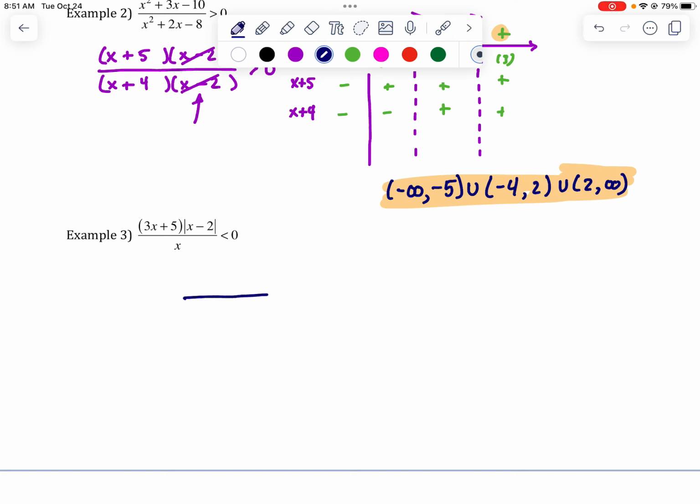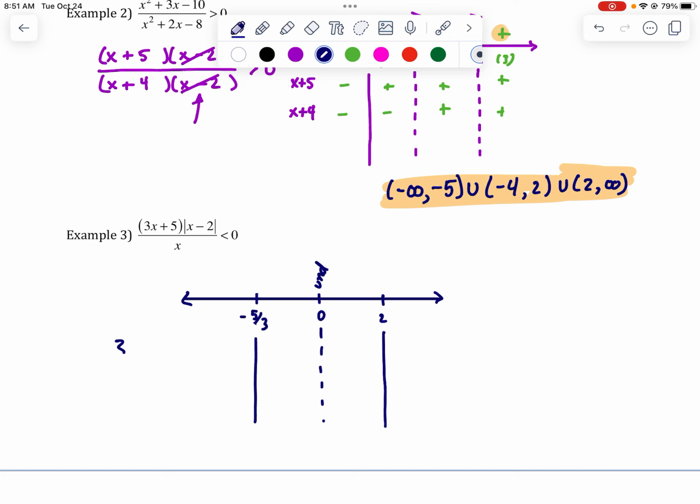So when we make our number line, so 3x plus 5, so that would be 0 at -5/3. Right? The denominator there of x would be 0 at 0, but again, that's where it's going to be undefined because that 0 is in the denominator. And then a 2.